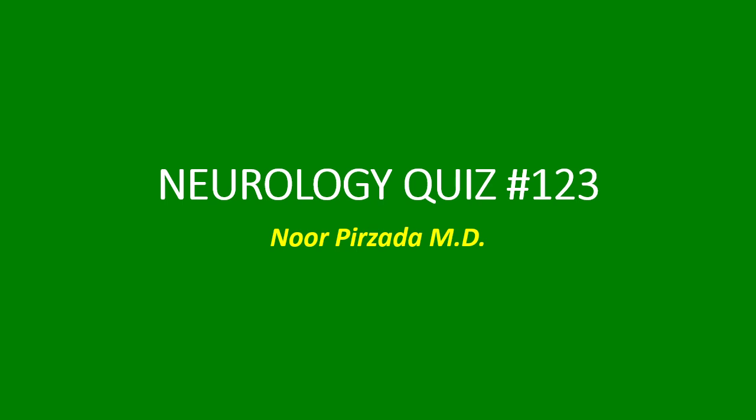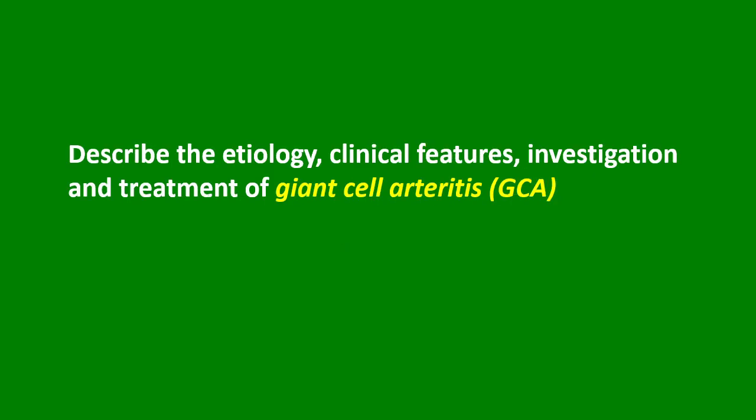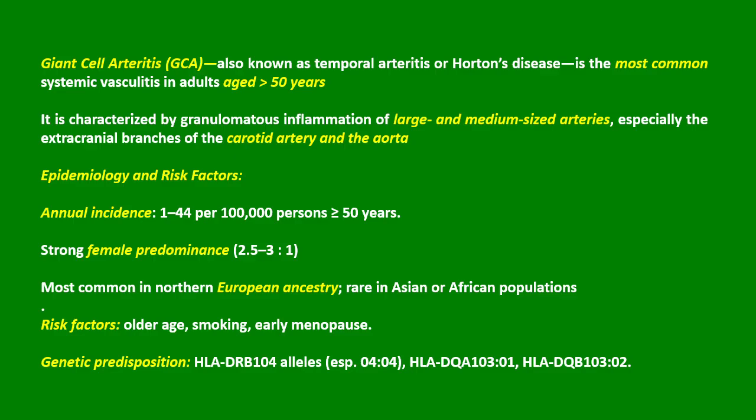Neurology quiz number 123. Describe the etiology, clinical features, investigation, and treatment of giant cell arteritis or GCA. GCA, also known as temporal arteritis or Horton's disease, is the most common systemic vasculitis in adults aged more than 50 years. It is characterized by granulomatous inflammation of the large and medium-sized arteries, especially the extracranial branches of the carotid artery and the aorta.